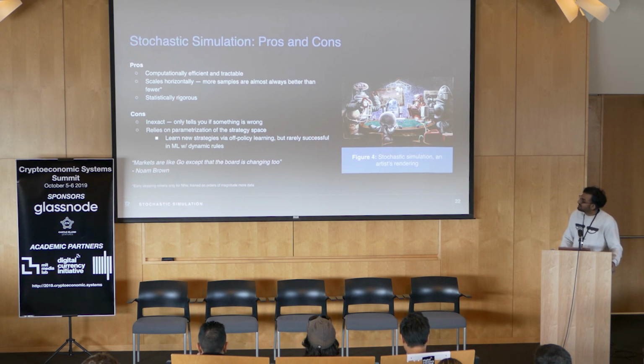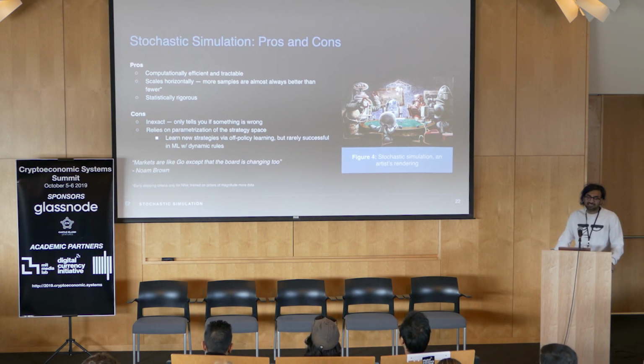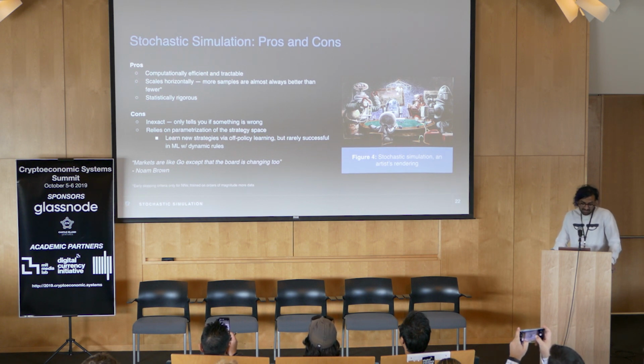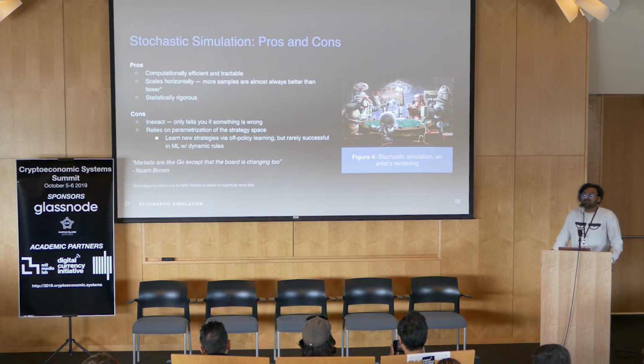And I'm almost done. So what are the pros and cons? The pros: it's computationally efficient, tractable, and it can be statistically rigorous. You can apply Cheeger's inequality. You can bound mixing times. You can do your traditional Markov analysis. This is not something where I choose a prior and can't tell you whether it's a consistent estimator.